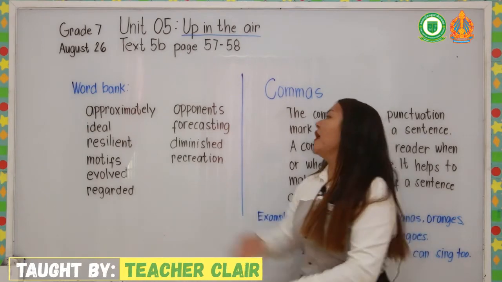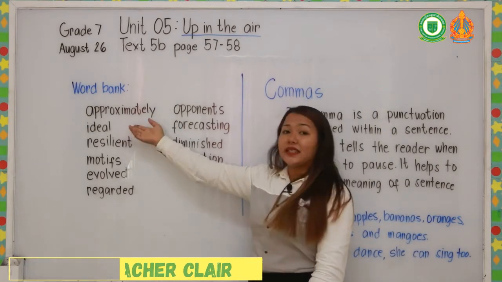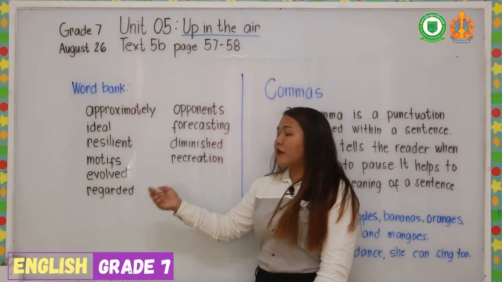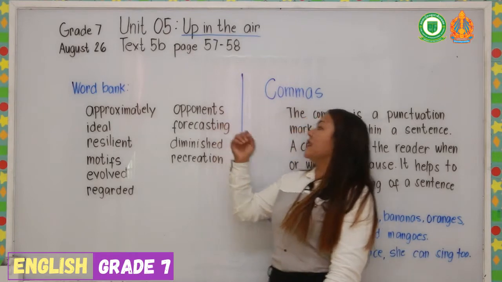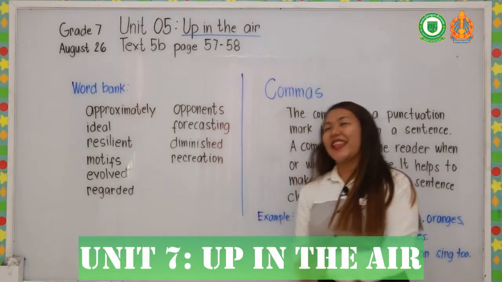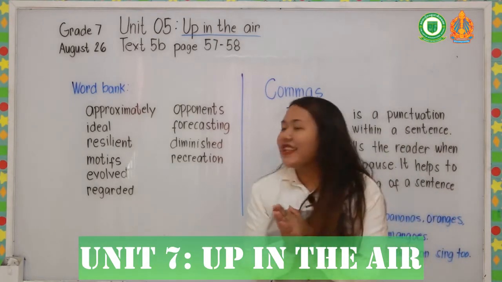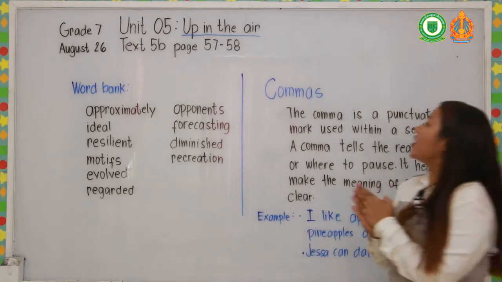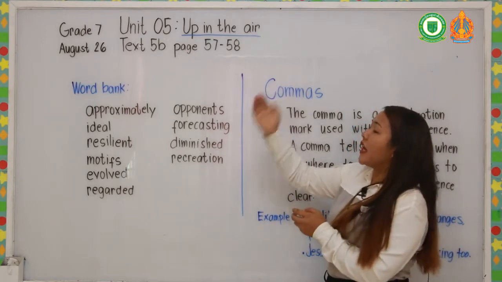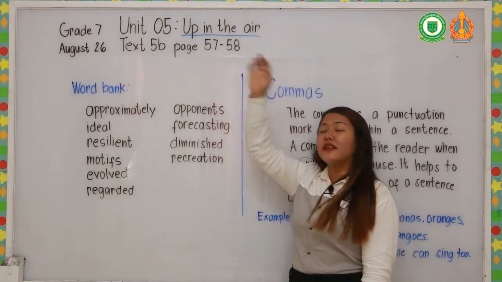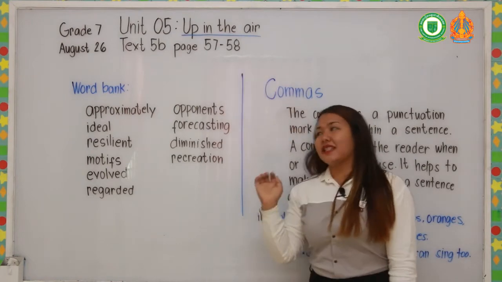Okay, one more time. Approximately. Ideal. Resilient. Motives. Evolved. Regarded. Opponents. Forecasting. Diminished. Recreation. Okay, good job. Alright, so let's move on with our topic for today, which is still Up in the Air, and we are going to discuss pages 57 and 58.